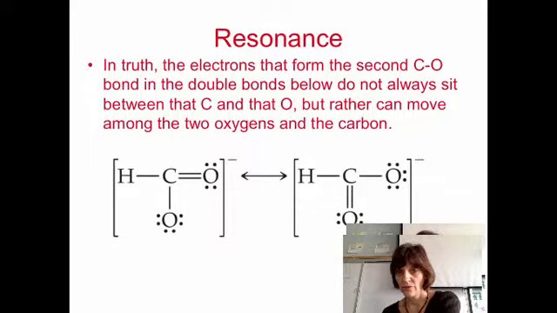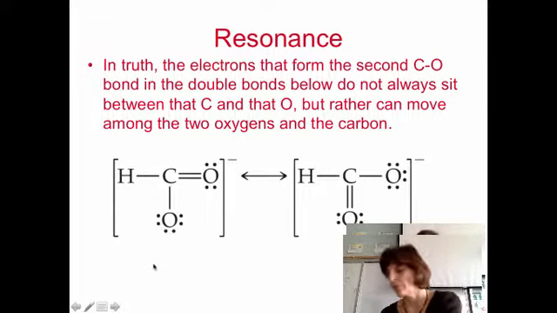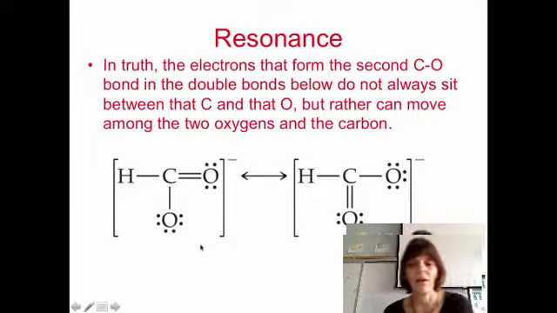In truth, the electrons that form the second carbon-oxygen bond and the double bonds don't always sit between carbon and oxygen, but can move among the 2 oxygens and the carbon. So as I said, they stay in between, distributed amongst all the atoms. If they didn't, they'd have different bond lengths. So that leads us to believe that this is a resonance structure in which one Lewis structure can't adequately depict the molecule.